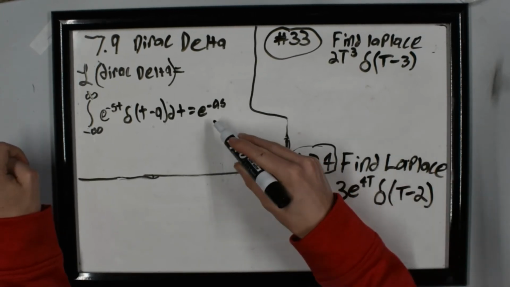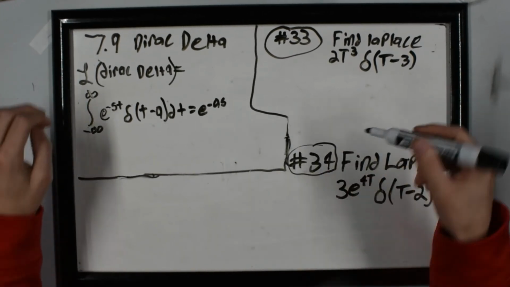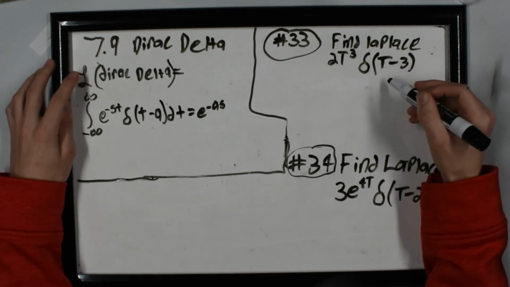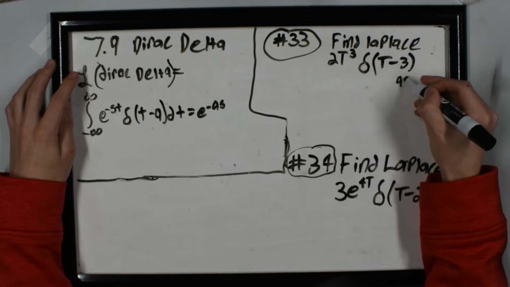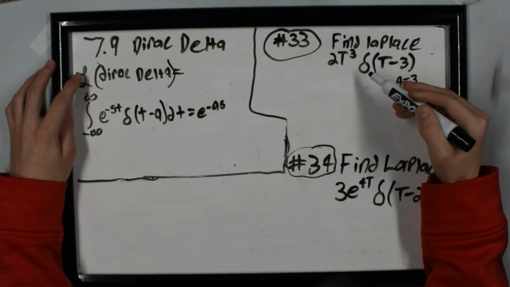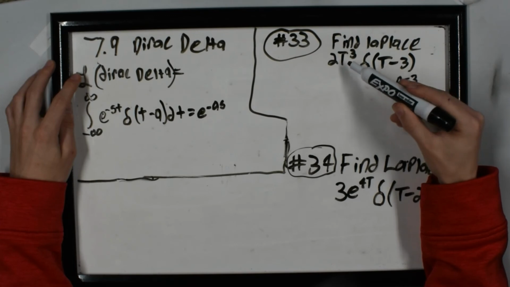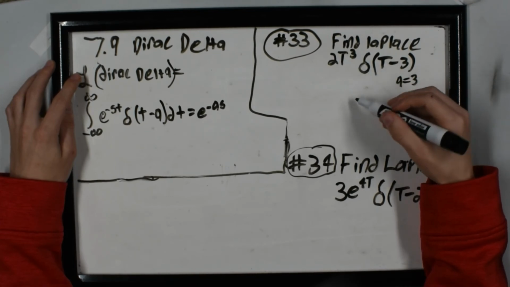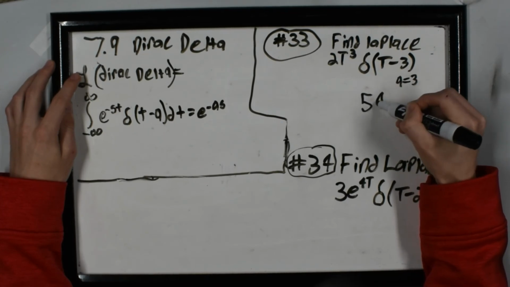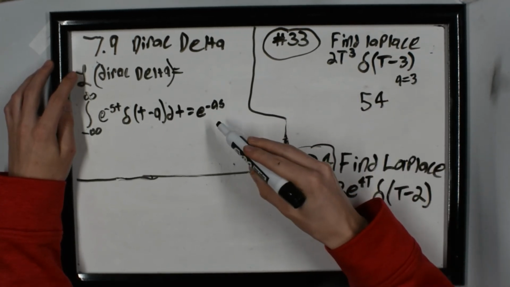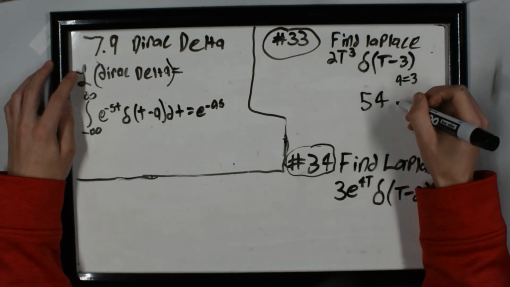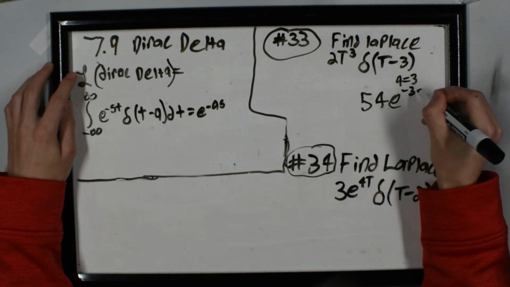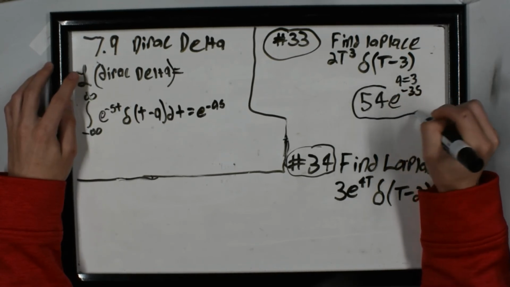So you'll see here, it's in that form t minus 3, so a is equal to 3. So here we have 3 cubed, which is 27 times 2, 54. So 54. Now we just have to multiply by e to the negative as there. So e to the negative 3s. So that's it. That's the Laplace transform of number 33.